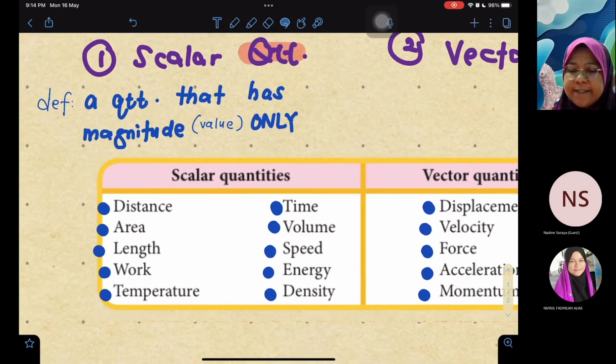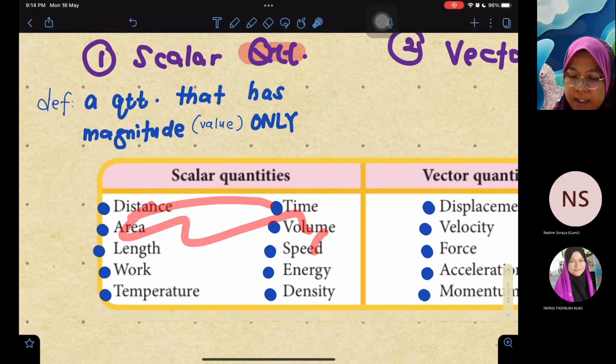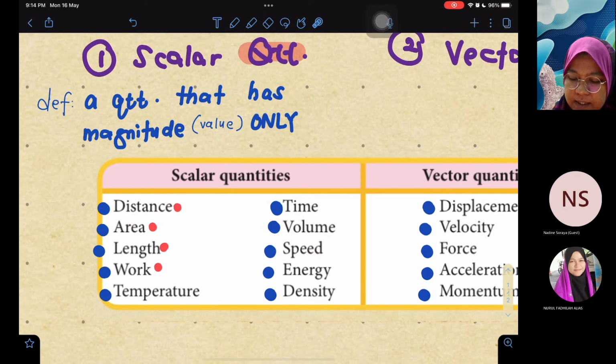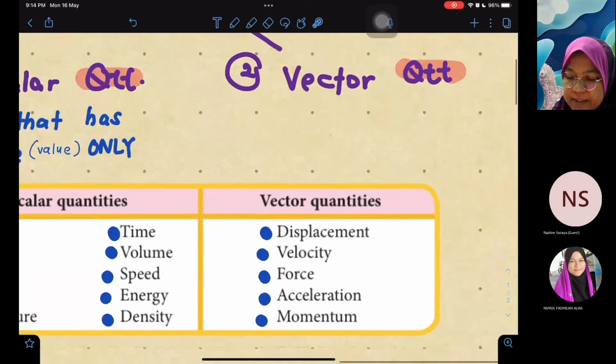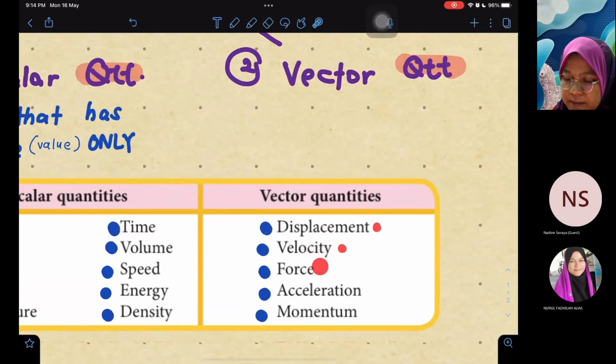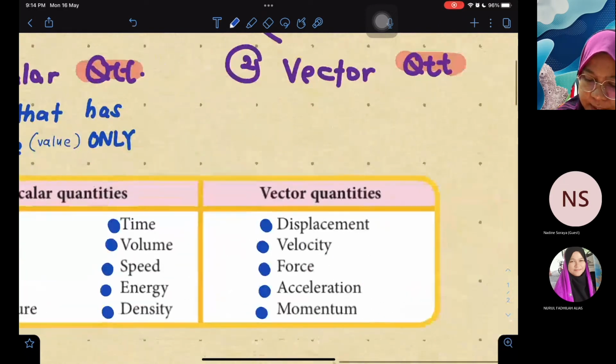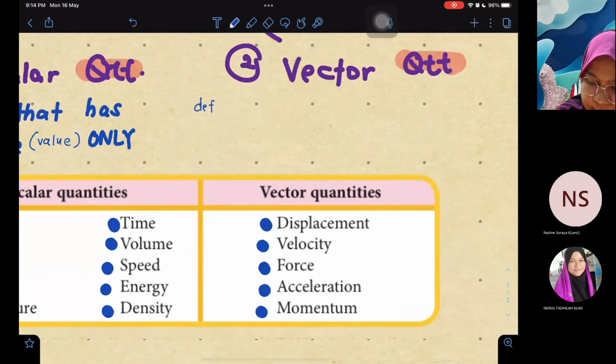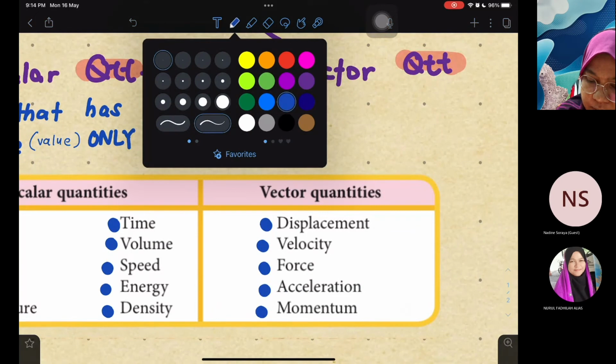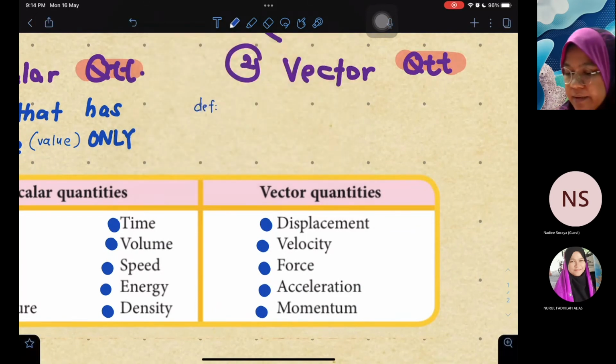Jadi, kita kata scalar quantity, these are all examples of scalar quantities, okay. So sebenarnya kat sini for these quantities, kita nak tahu dia punya magnitude saja, kita nak nilai dia saja, itu saja. Okay, what about vector? Kalau semua ni, kita nak tahu dua benda daripada dia. So kita tengoklah balik dia punya definition.